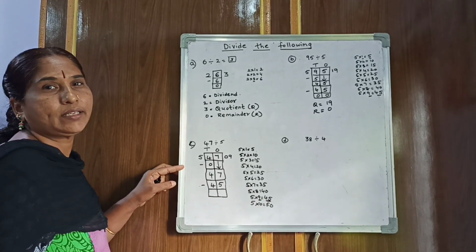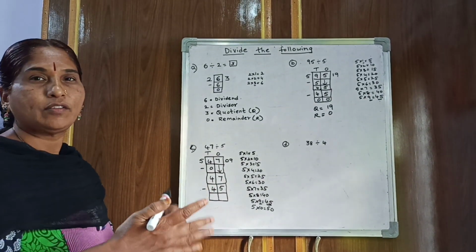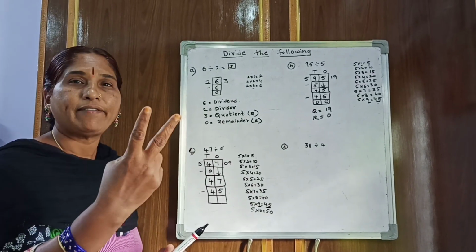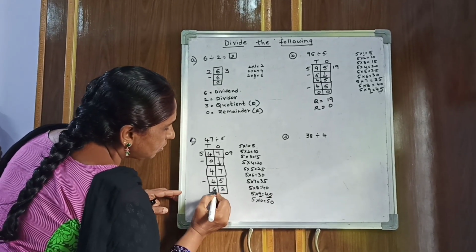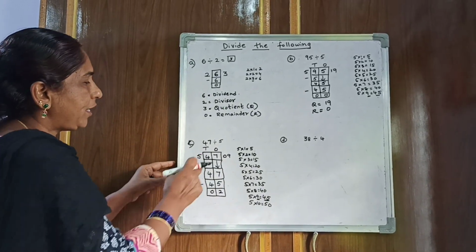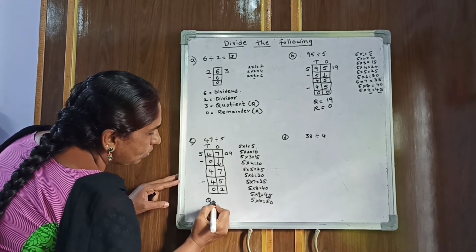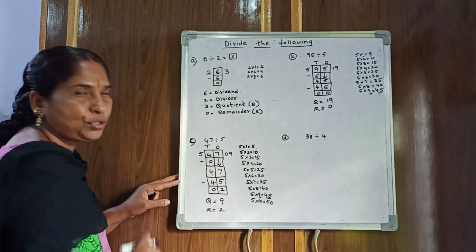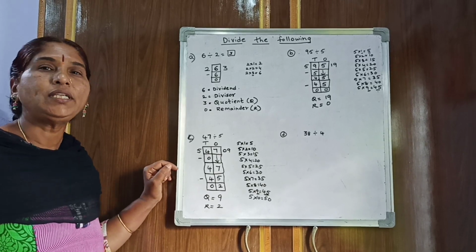You have to subtract. Keep the minus symbol and subtract. See, 5 after 6, 7. How many? 2. 4 minus 4, 0. So the remainder is 2. Is it clear, children? Dividend is 47. Divisor is 5. Quotient Q is equal to 9. And R, remainder, is equal to 2. So this is the way you have to do the division sum.